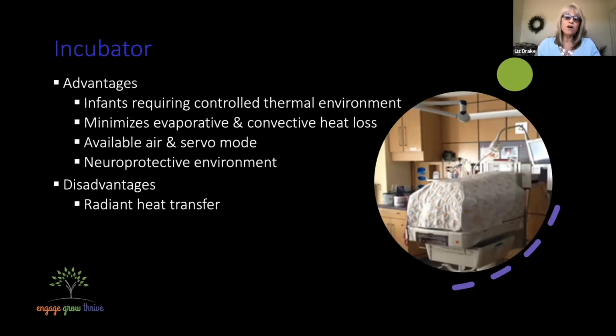The disadvantages are that you can have radiant heat transfer. So again, you can see here, this incubator can get warmer, or if this incubator without a cover was by a window, it could get cold maybe at night.